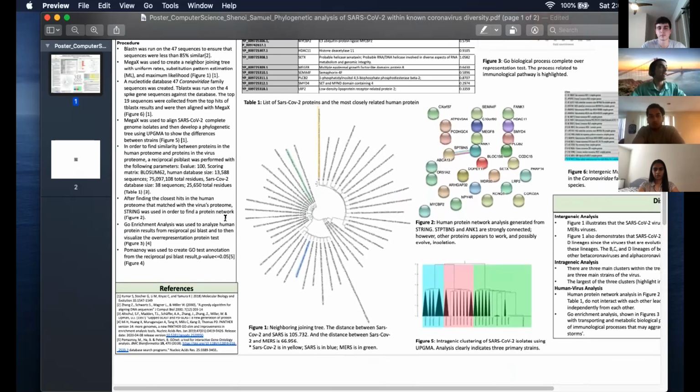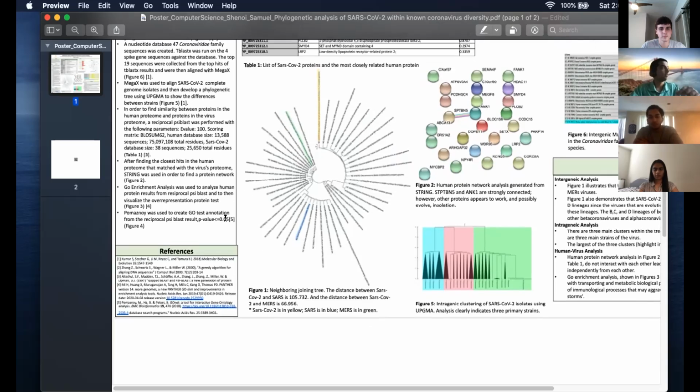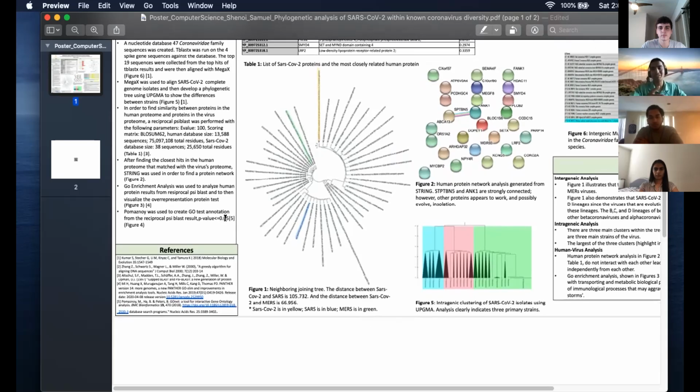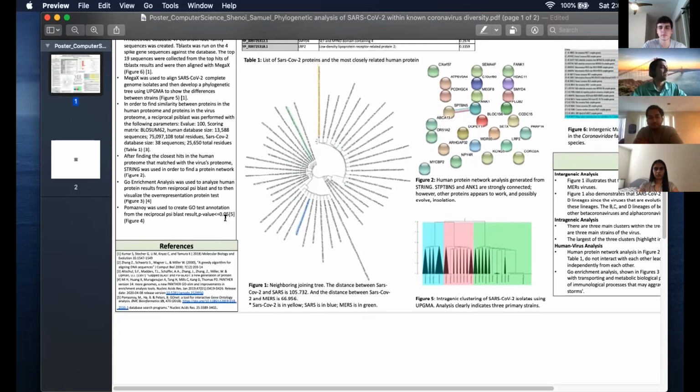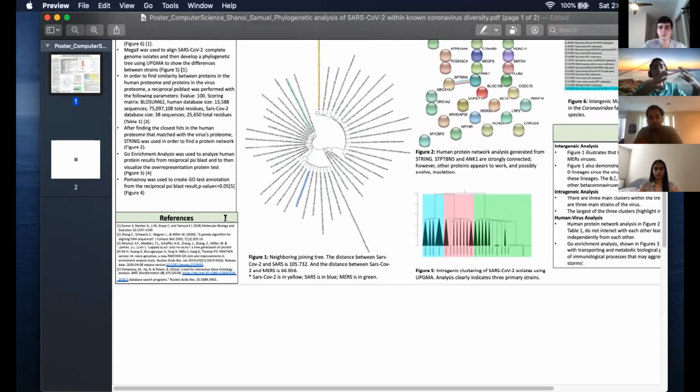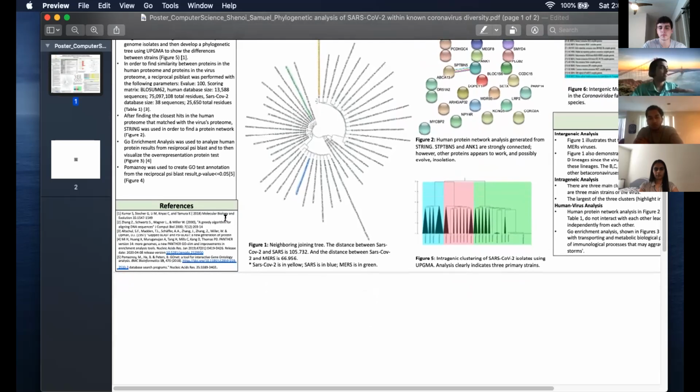Then we used MegaX to create a neighbor joining tree. We also created a nucleotide database with the 47 coronavirus sequences and ran tBLASTx using that database and the 4 spike protein genes that we collected. When I say create a database, it was basically like, we have all these sequences, we're putting them in a little file in a folder, and we're going to let the program do its thing. Then for our intragenetic analysis, we used MegaX to align SARS-CoV-2 complete genome isolates and then develop a phylogenetic tree using UPGMA to show the difference between strains.